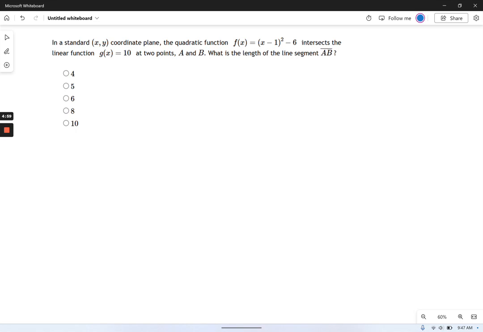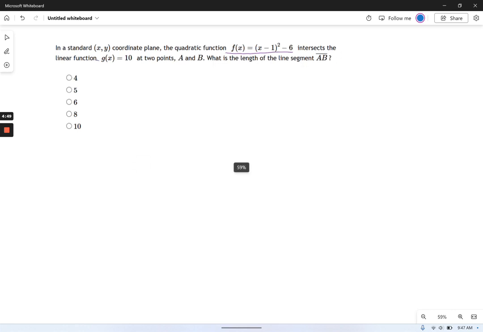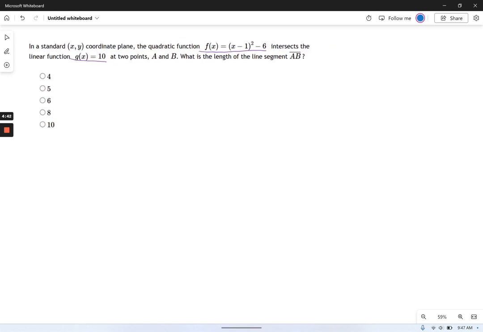We are told that there's a quadratic function, f of x equals (x minus 1) squared minus 6. You might recognize that as vertex form. Great. We're told there's also another linear function, g of x equals 10, and that they intersect each other. If I try to imagine what the picture is, this won't necessarily help us solve it, but I think this will help us imagine it and walk us through the algebra.